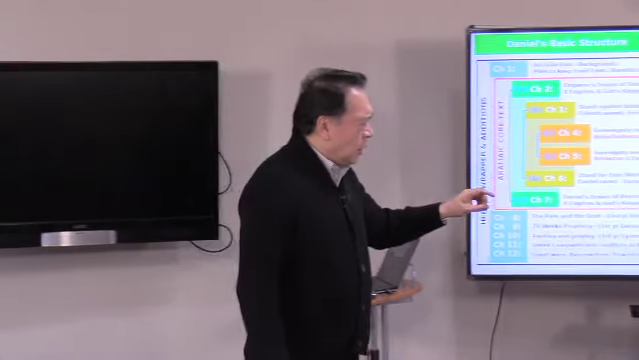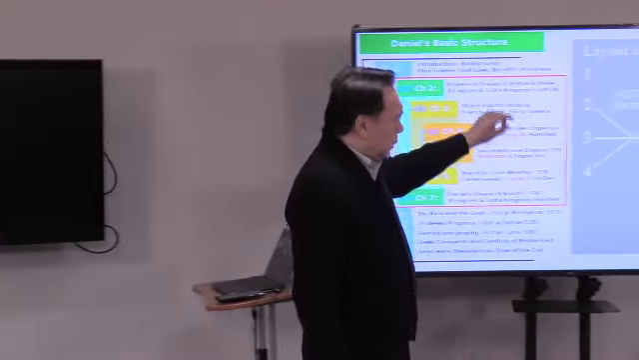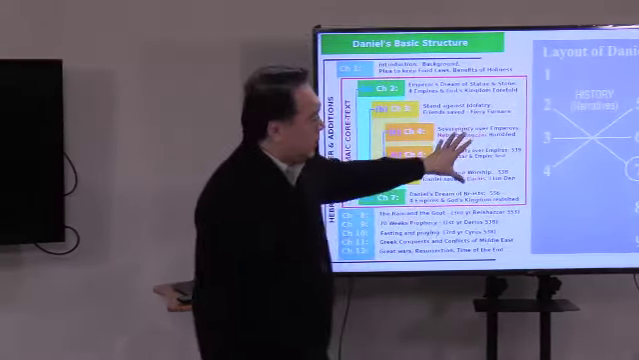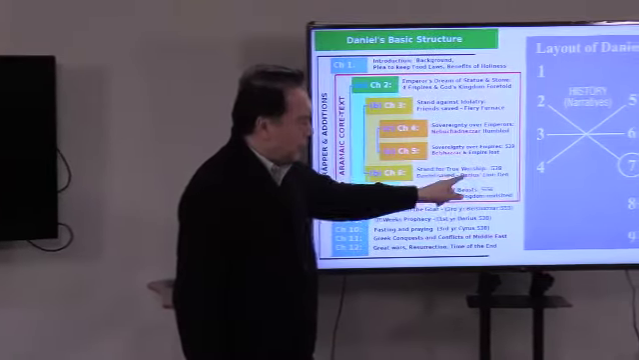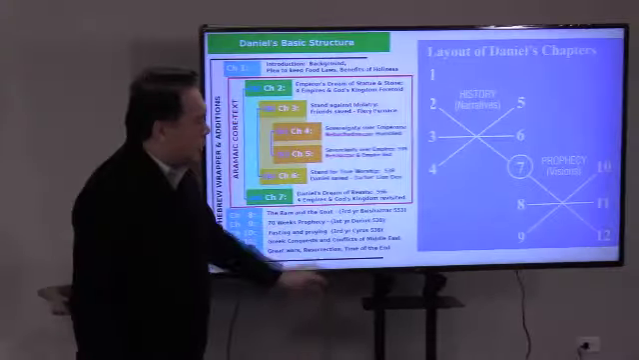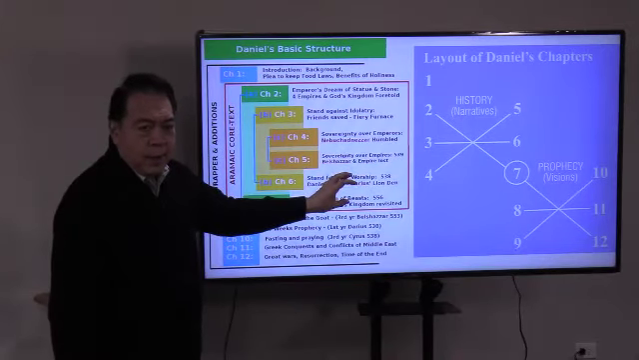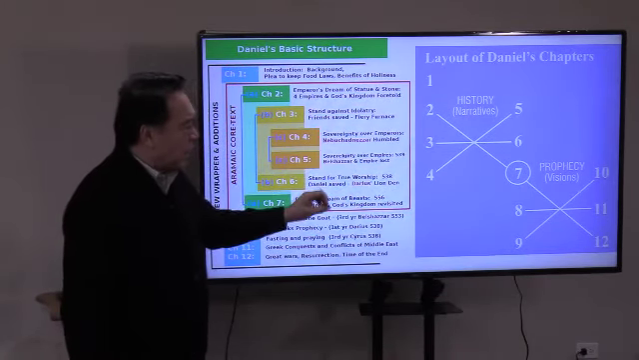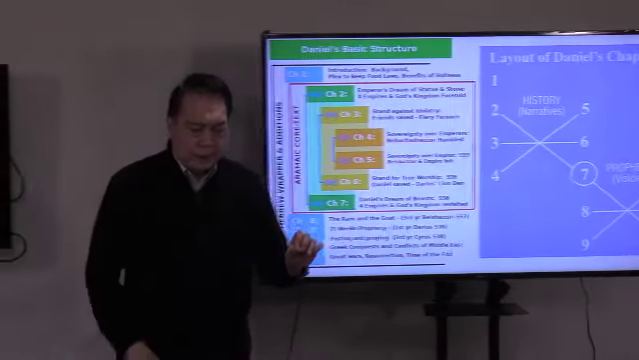We said that there is a chiasm from 2 to 7, and then that's a historic chiasm, and there's a prophetic chiasm from 7 to 12, with chapter 7 being the hub of the book, because 7 is both history and prophecy.